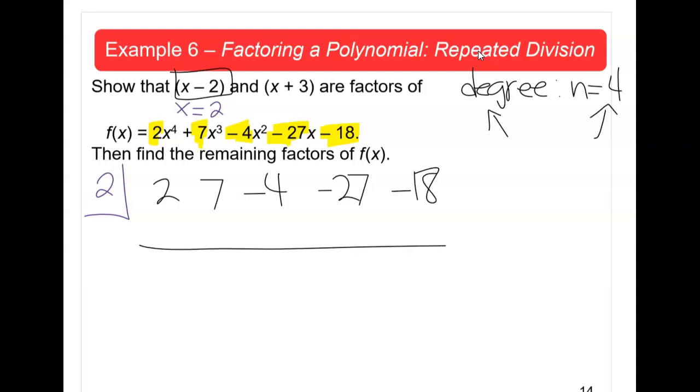So first step, we need to drop that first digit. Then we're going to multiply. 2 times 2 is 4. Then we're going to add vertically. 7 plus 4 is 11.